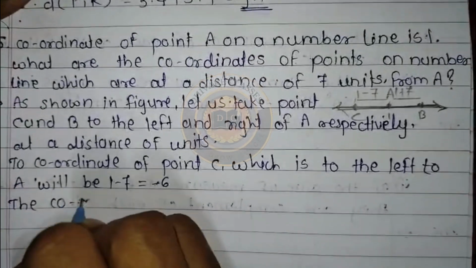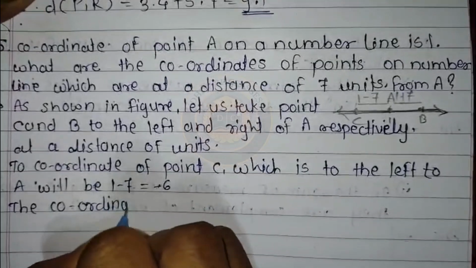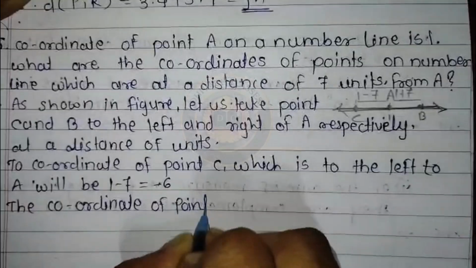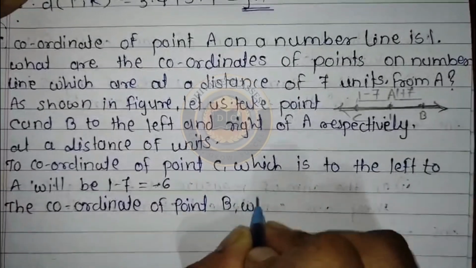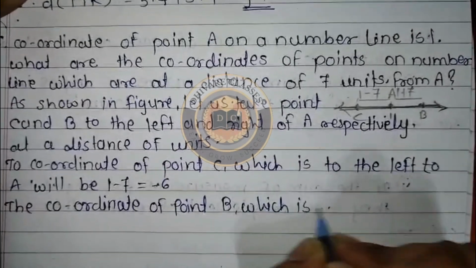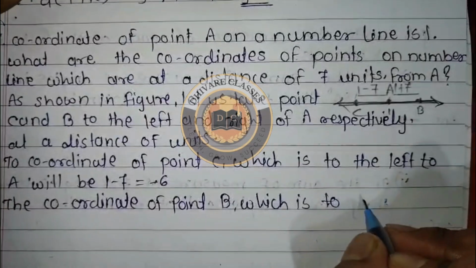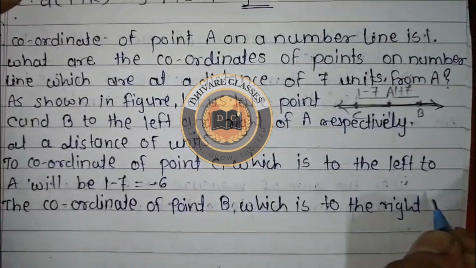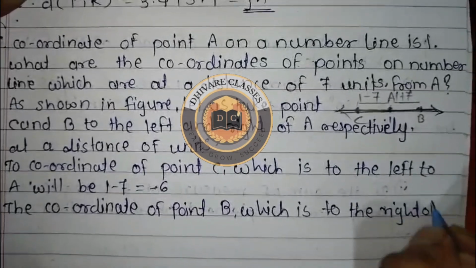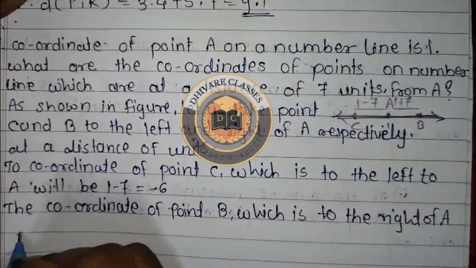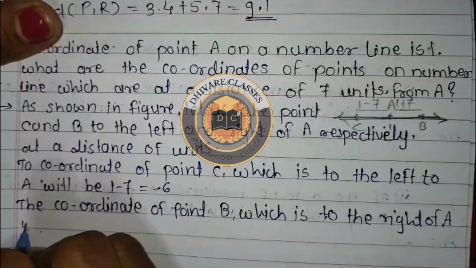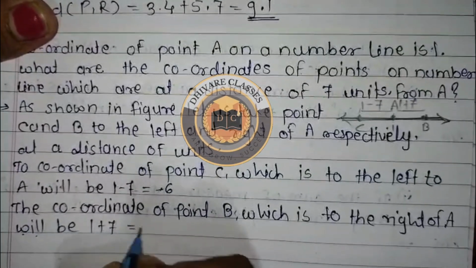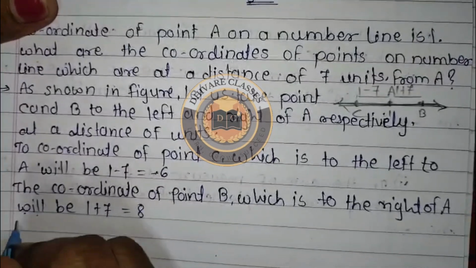The coordinate of point B, which is to the right of A, will be 1 + 7 equals 8.